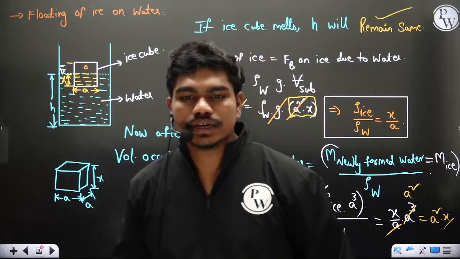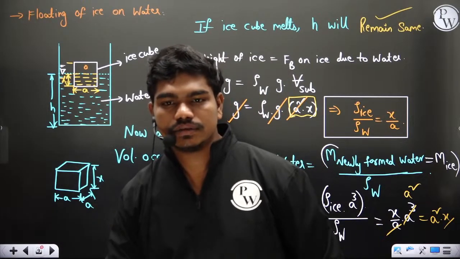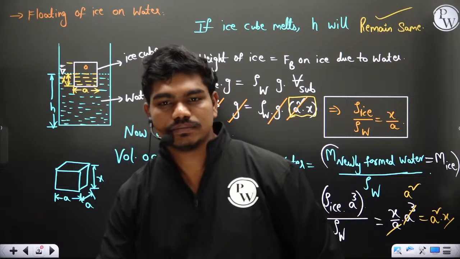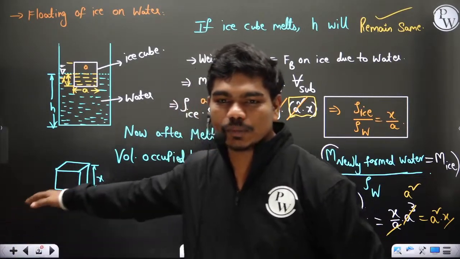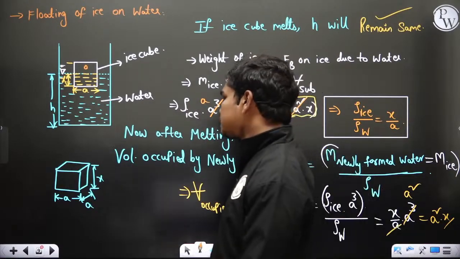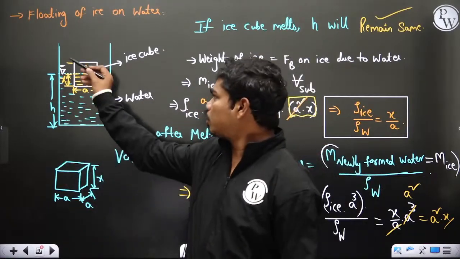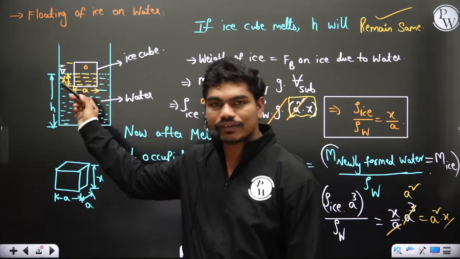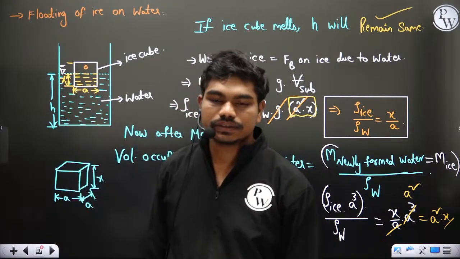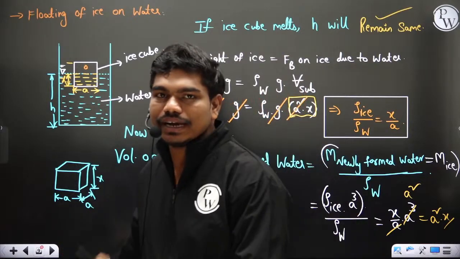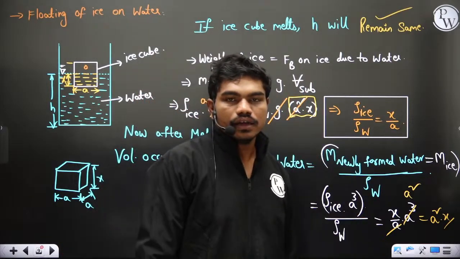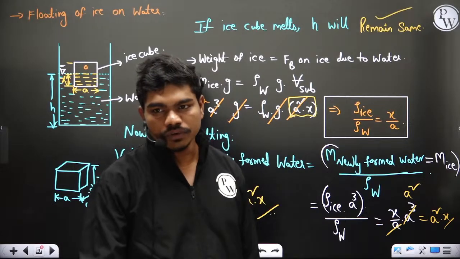Clear to all of you? Sorry if I don't pronounce all your names, but I hope this is clear. Similarly, if you have any heavy object here, like a metal ball or something, then definitely the water level will decrease in that case. We can again show this using the same mathematical analysis. Anyway, I hope it's clear to all of you.